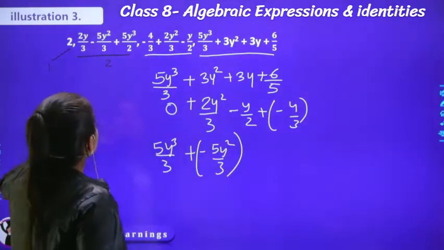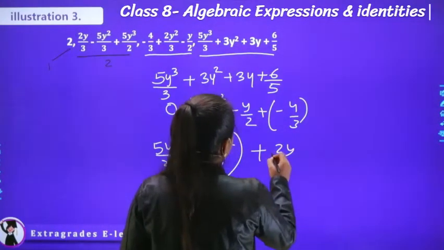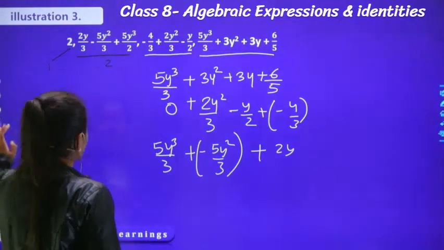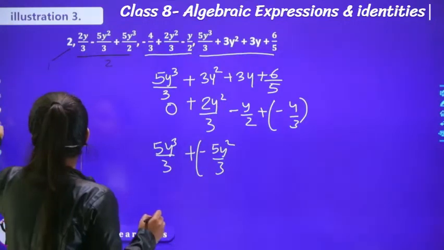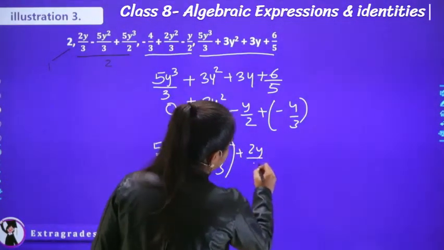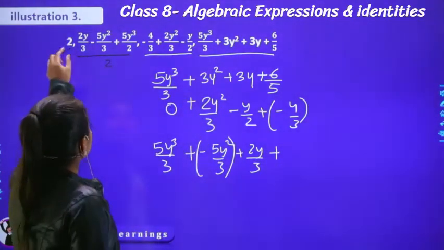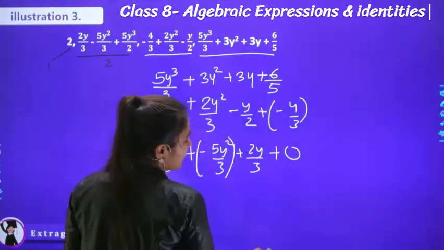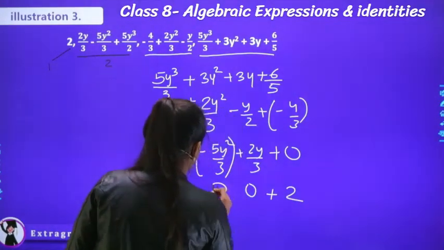Then first is 2y upon 3. So plus 2y upon 3. Here will come 2y upon 3. Plus the constant, what is its constant? This expression has no constant. Then next, at last we have 2. So what we will do here is write 0 here, and then here 2 plus 0, 0 plus 0.